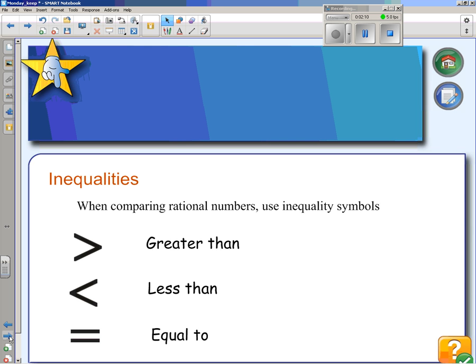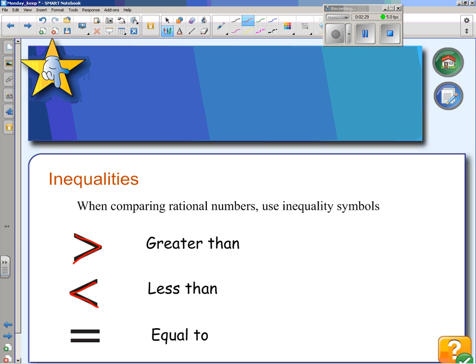But in case you have forgotten, the greater than symbol looks like this. It's a little arrow pointing to the right. And the less than symbol looks like this. It's a little arrow pointing to the left. Equal, I really hope you know equal. I really hope so, because otherwise it's scary.